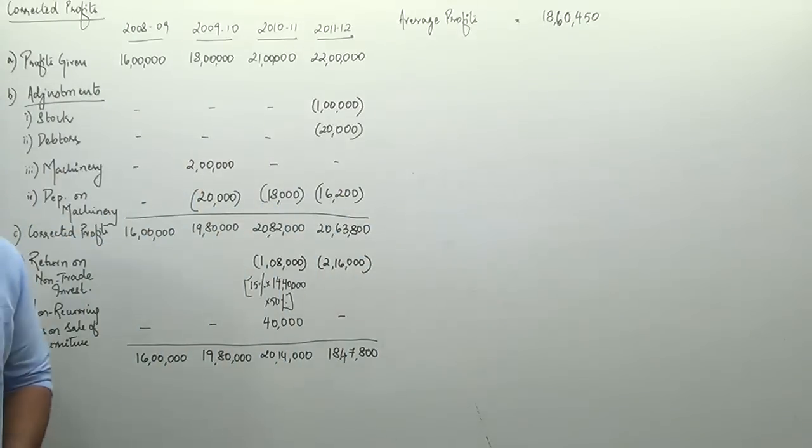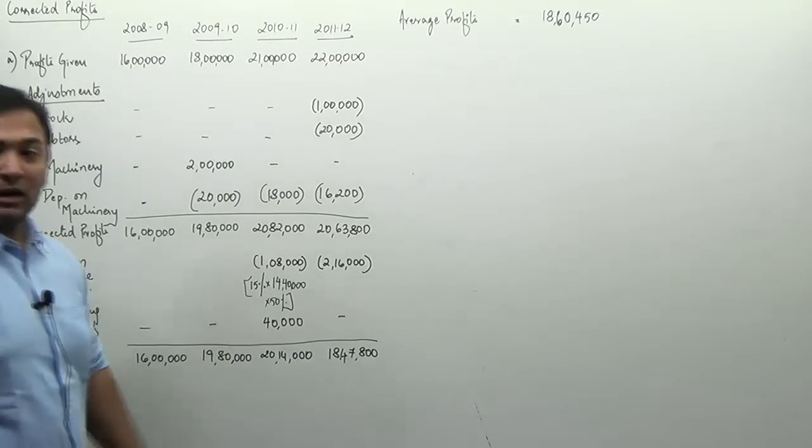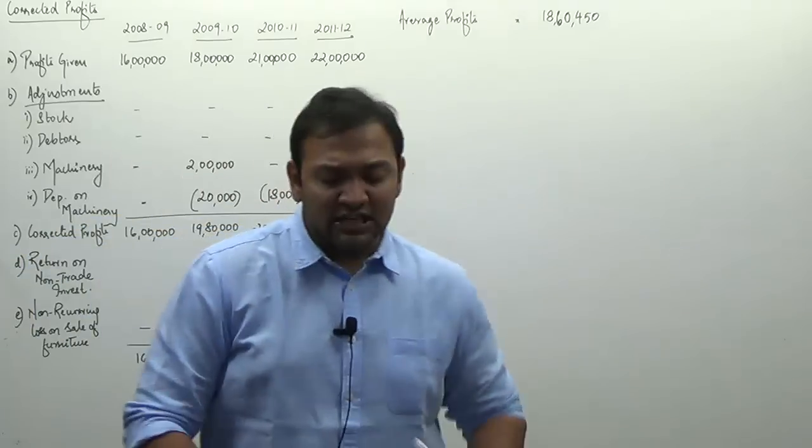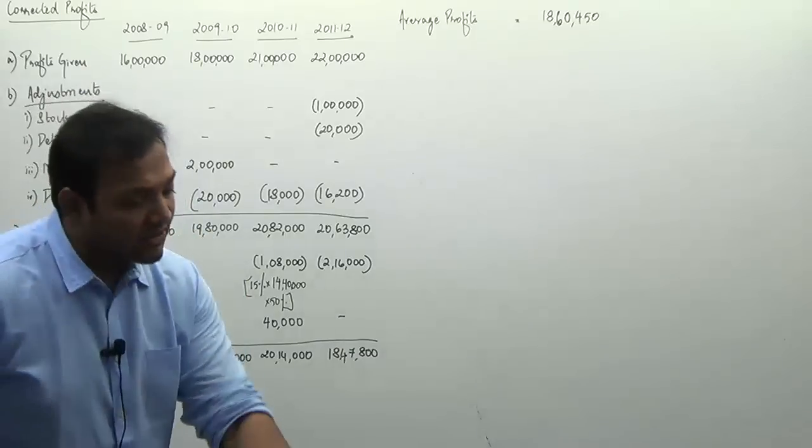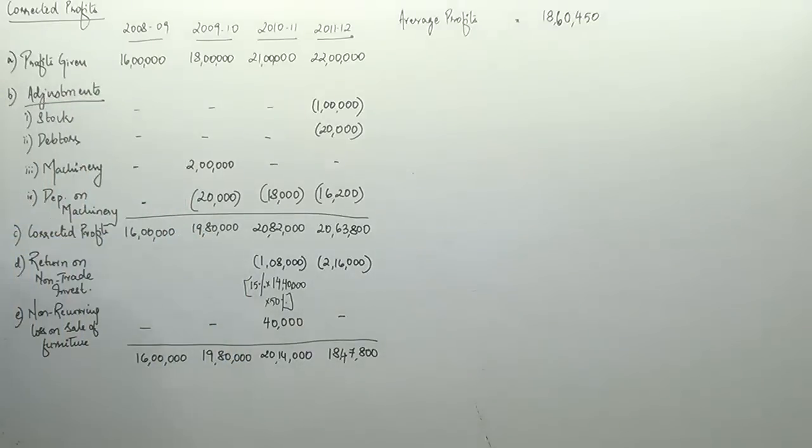That is your average of profits. One more adjustment to get FMP. One last adjustment to get FMP is point number 8. Is it 8 or 7? 7. Read the point number 7, you will get the last adjustment to get the FMP.